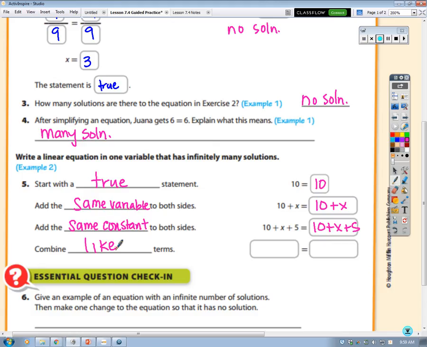So what does that mean? What are similar terms that you can combine here? Yeah, 10 and 5. So what is that, when you combine those? 15. So now you have 15 plus x equals 15 plus x. You could write x plus 15 too. That would be fine. It's the same. So now you have an equation that has infinitely many solutions when you solve it. Good? Is that simpler now?